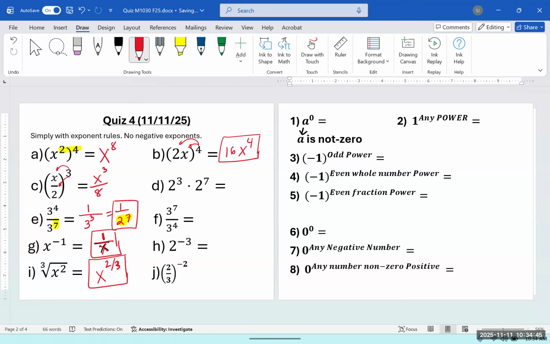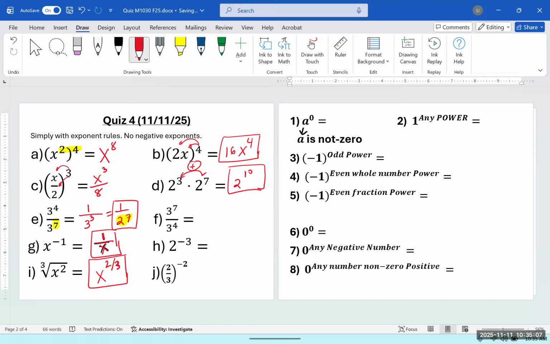Another multiplication. 2 cubed times 2 to the 7 is 2 to the 10. You add the powers when you have the same base. And 2 to the 10 is a big number, so do not even try figuring out how much that is.